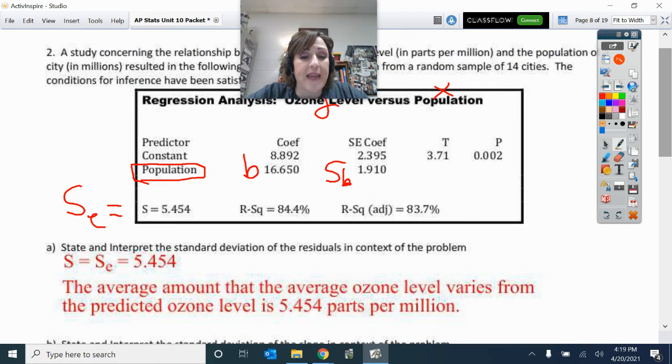All right, so the actual average ozone level varies from the predicted average ozone level by 5.45 parts per million. That was the units for that.